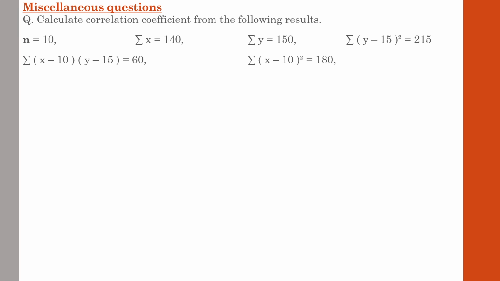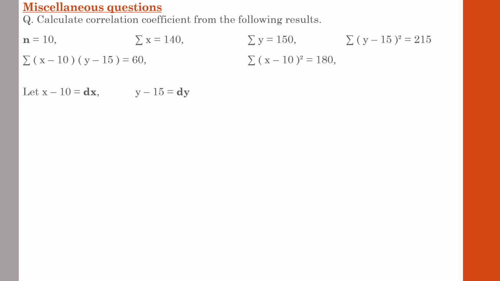That means sigma dy square. Next one, sigma x minus 10 into y minus 15 equal to 60. In simple words, it means sigma dx dy. So sometimes they may give it like this, so don't get confused. And finally, sigma x minus 10 the whole square, just like the y case, means sigma dx square is given. So you are asked to find the correlation coefficient. Make sure you have all the variables.